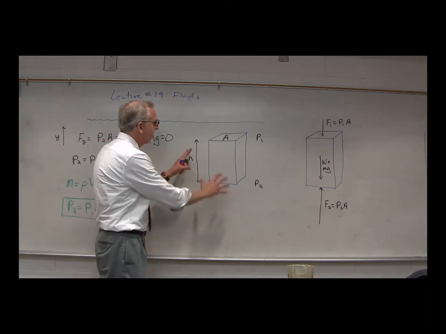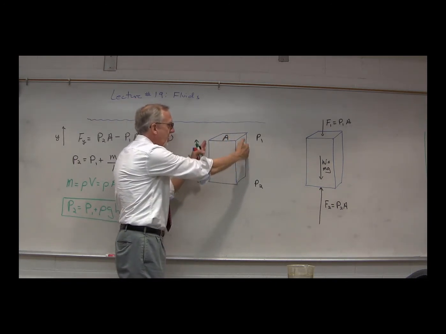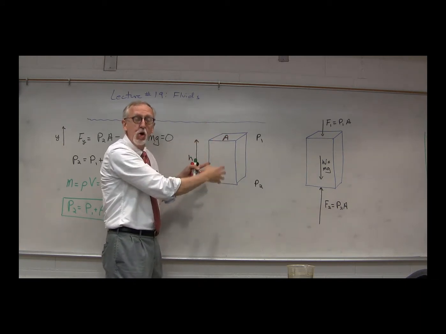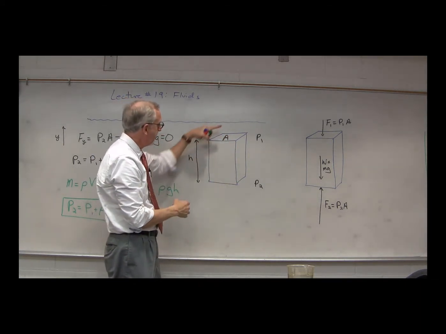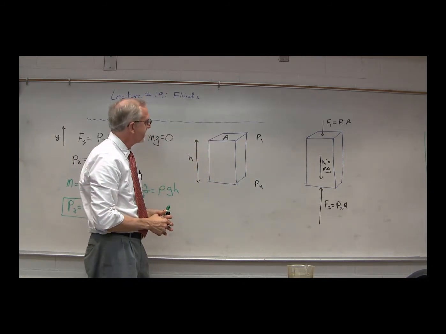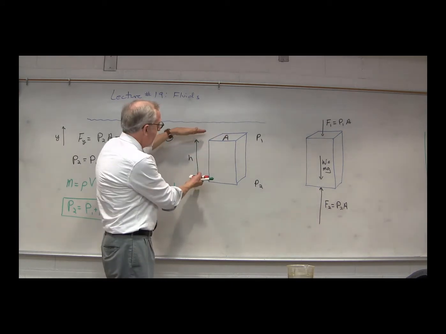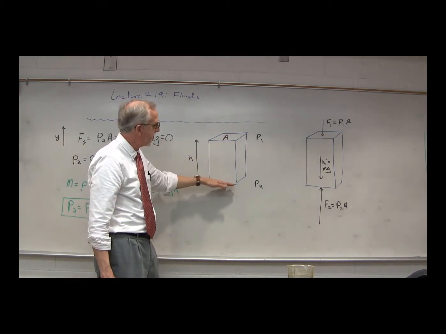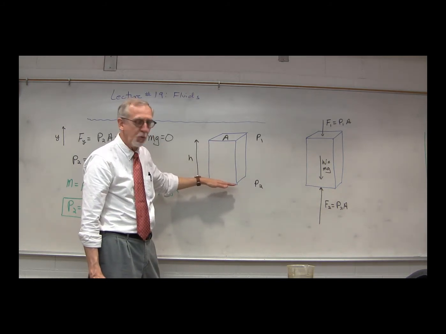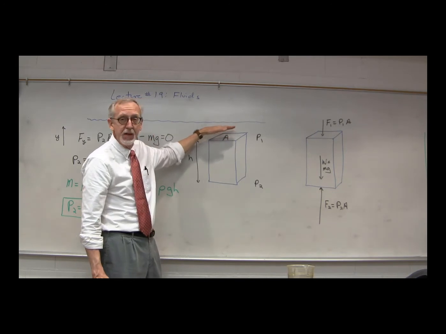Let's imagine we're looking at a box of water, just this volume of water. There's nothing surrounding it, no real box, but just kind of like a box-shaped volume of water underneath the surface. Let's imagine that it's got a cross-sectional area of A on the top and a height of H. Now, we know that down at the bottom there'll be some pressure of the water. We'll call that P2, and up at the top, some pressure of the water, P1.